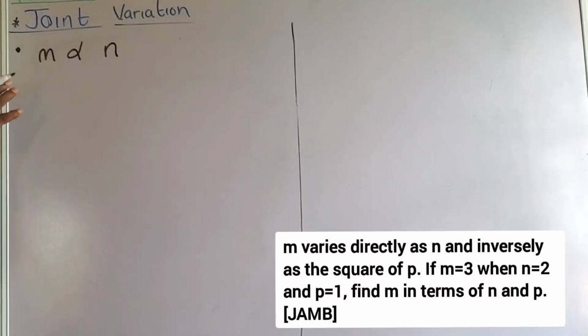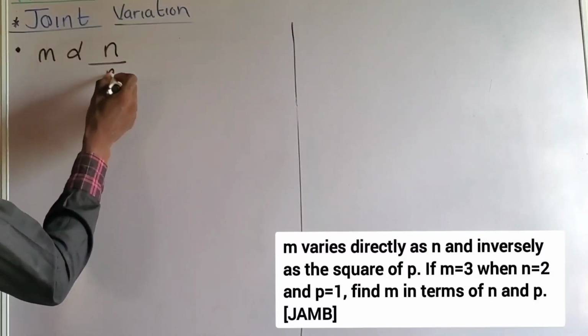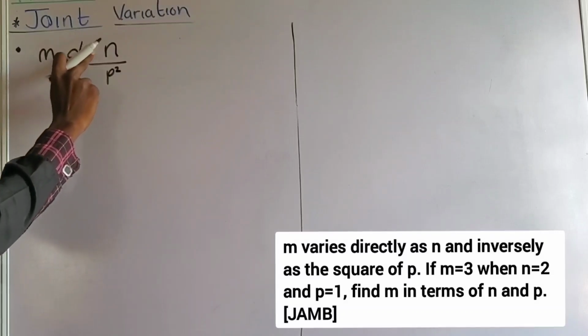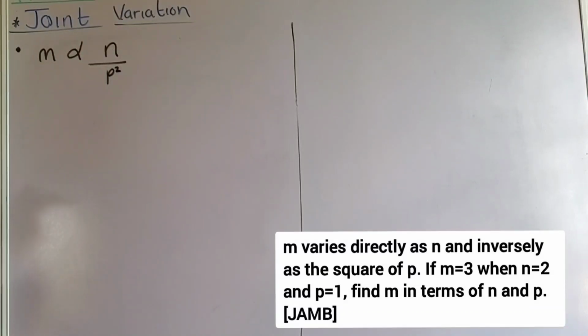This same m, from the definition of joint variation, I told you that it is a kind of variation that describes the relationship between variables where one variable depends on two or more other variables. I want you to note that statement. Now back to the question. You will discover that this variable m varies directly as n and inversely as the square of p. So inversely as the square of p means 1 over p squared. So this is the mathematical interpretation of that statement: m varies directly as n and inversely as the square of p.